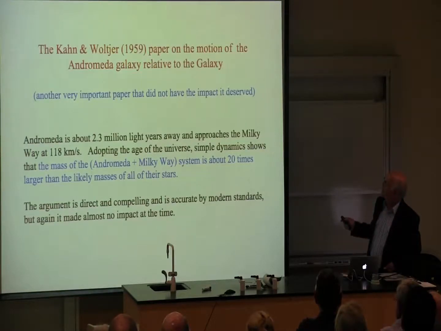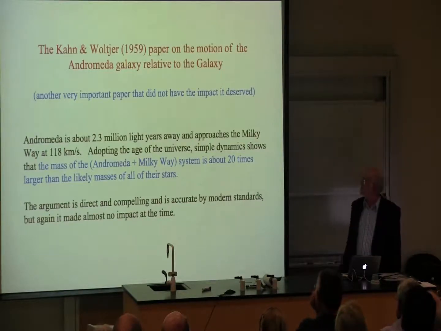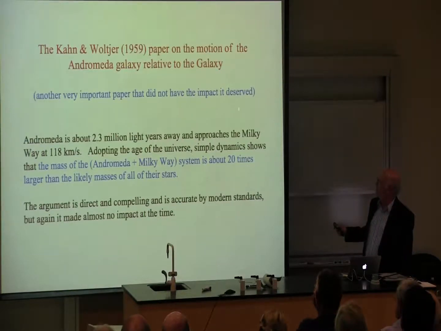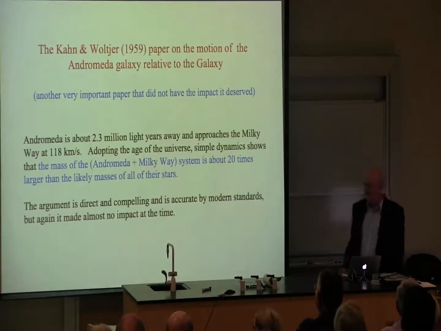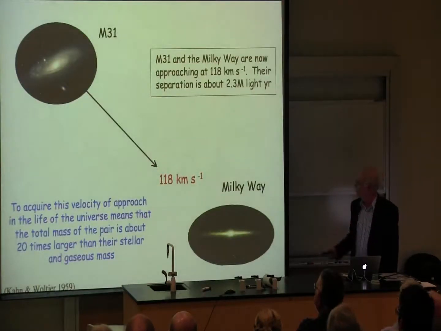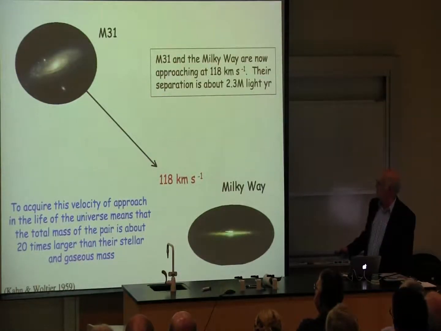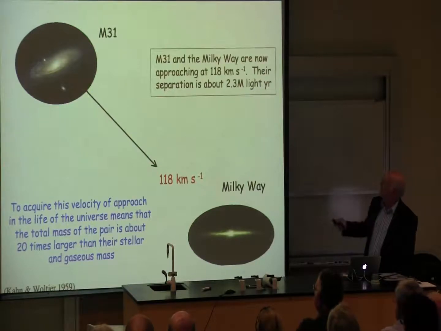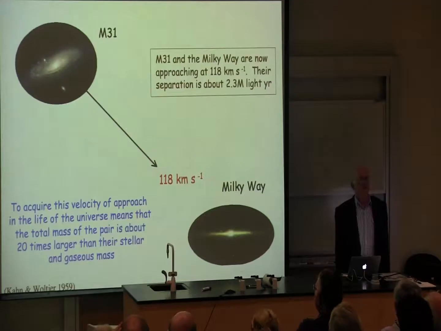They wrote a paper, a very simple paper, on the motion of Andromeda relative to our galaxy. And this is another very important paper that fell flat at its time. So the story is very simple. In fact, I'm going to slip forward at the slide. Here's our galaxy, as it's seen from the Earth. Here's M31, the Andromeda galaxy. They're 2.3 million light years, 750 kiloparsecs apart, and they're coming at each other at 118 kilometers a second.